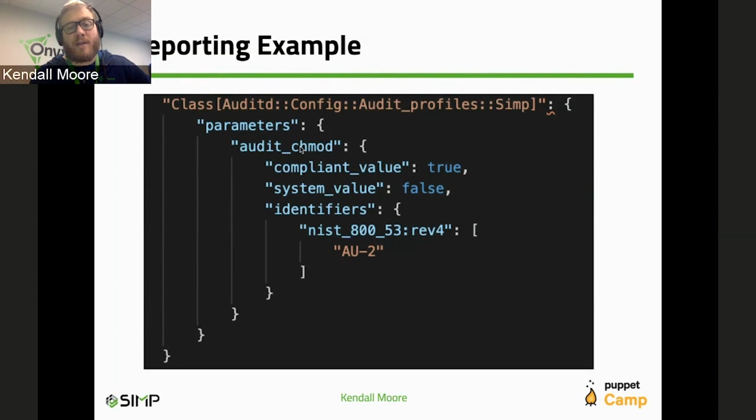For those of you that are not Linux users, this basically says audit anytime the permissions, anytime the owner and group of any file or directory was changed. In this report, we're saying that if you were to be compliant, then the value should be true for this Puppet class parameter, but in your Puppet catalog, it was actually set to false. And this right here is the identifier from NIST 800-53 that you would be failing if you needed to go back and reference it later.